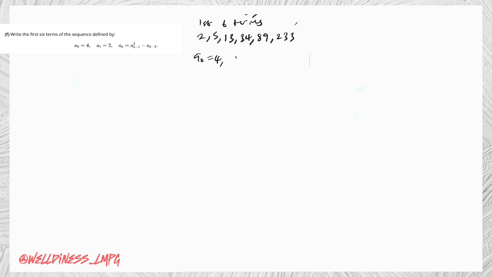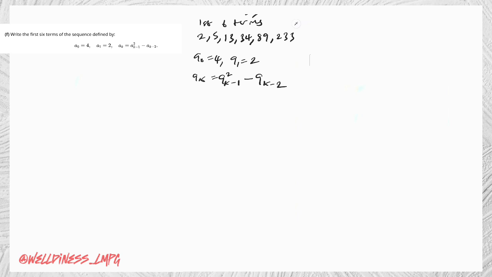So for our next question, we have A naught is equal to 4, A1 is equal to 2, and AK is equal to AK minus 1 squared minus AK minus 2. So all we have to do is find, since we are given A naught and A1, we need to find A2, A3, A4, and A5, since they asked us to write the first 6 terms. So we just have to do what we have been doing.